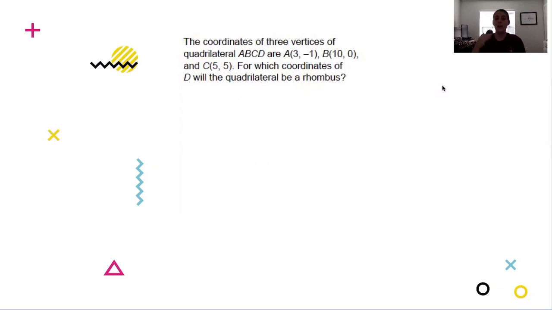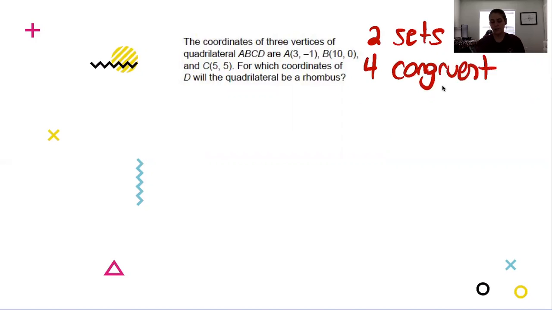So for this, when I'm thinking of the coordinate plane, what I want are two sets of parallel sides and four congruent sides. So I'm going to start by doing my two sets of parallel sides, and then from there, we're going to test to make sure it works for the congruent as well.